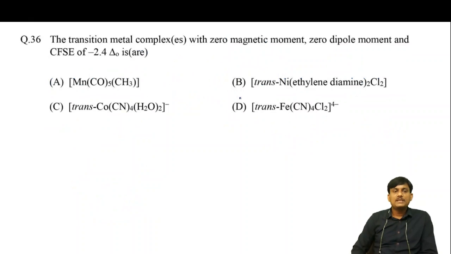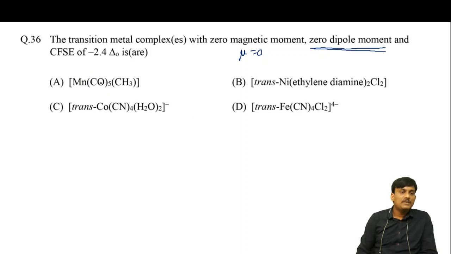The transition metal complex with zero magnetic moment, okay, mu should be 0, and zero dipole moment, and CFSE of minus 2.4 delta naught is. Okay, here, zero dipole moment. First, we take zero dipole moment. Which complexes have zero dipole moment?